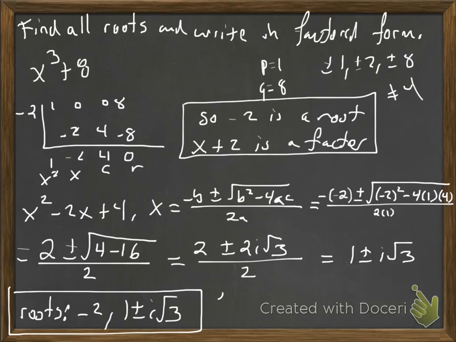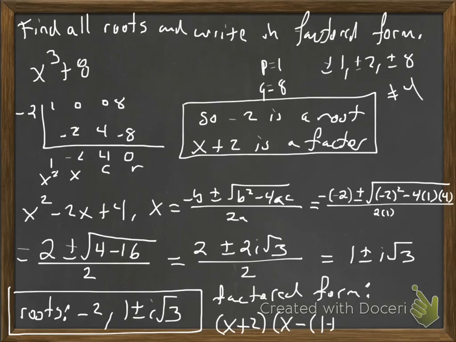And then in factored form, it's going to be x plus 2 and then x minus both our roots. So x minus (1 plus i root 3), and then x minus (1 minus i root 3). And there we are in factored form. And that's what we got going. Okay?